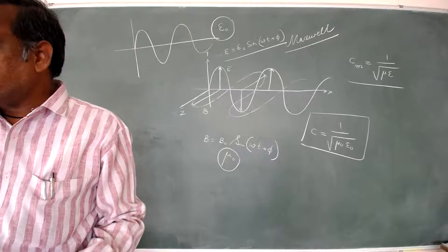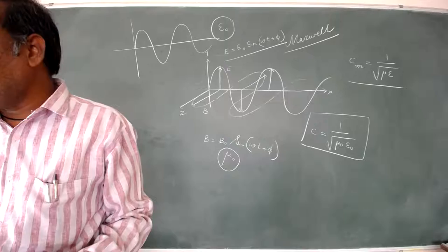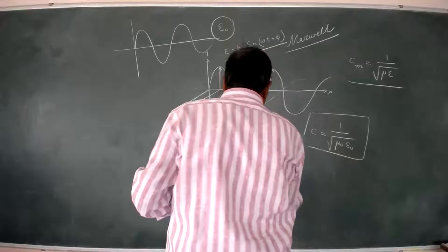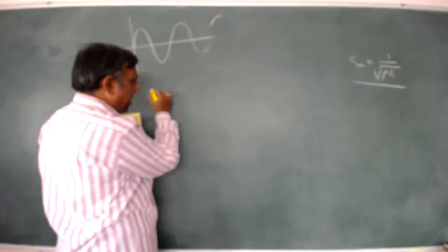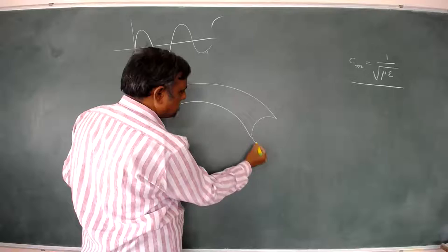Got it? Okay. What about these electric fields? In what directions do they oscillate? In multiple directions, they will be oscillating. Look at this. Here you see. Now you are looking at the board. Now, from behind, one beam of light is entering towards you like this. One beam of light.